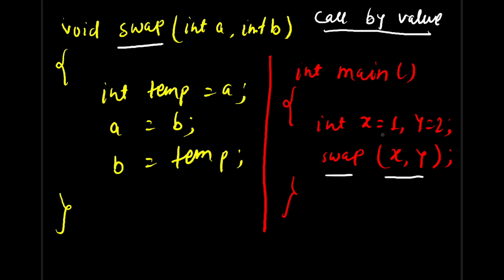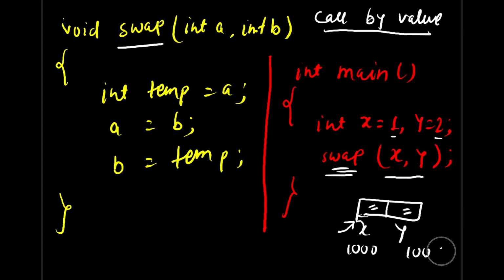Here we are setting x equals to 1 and y equals to 2. So for x and y, some memory will be allocated, right? Let's say this x is stored here and y is stored here. So whenever we are calling this swap function, we are not passing the address of x. Let's say the address of x is 1000 and the address of y is 1004. So we are not directly calling with the address. We are just passing whatever the value is here.